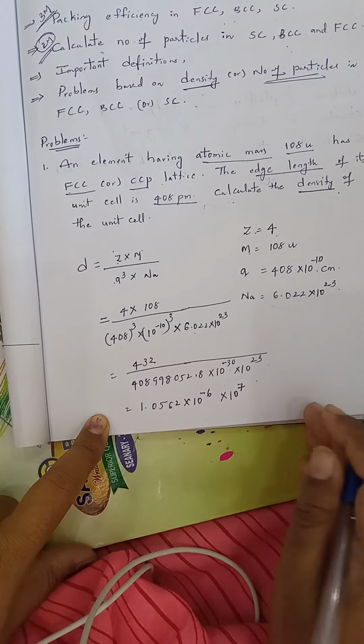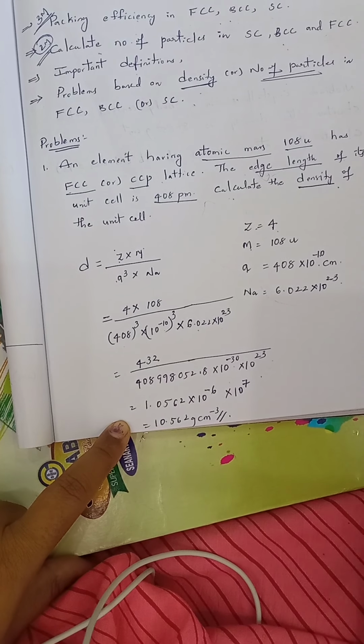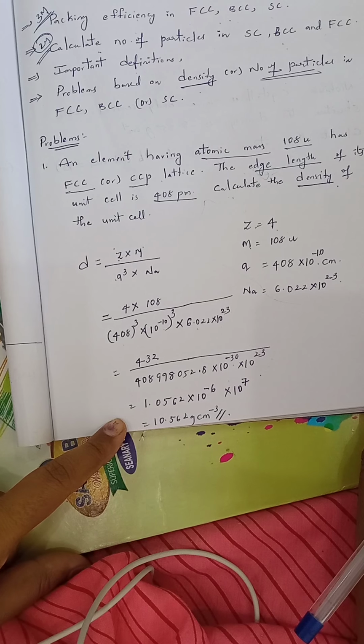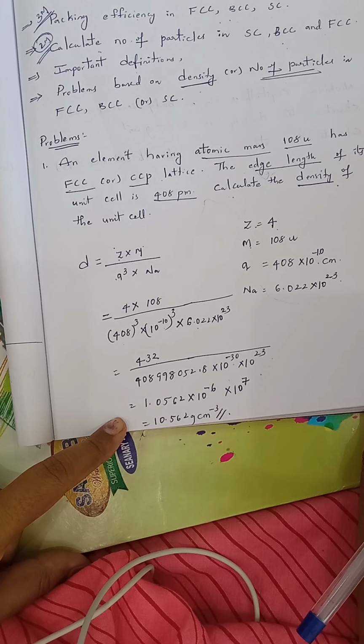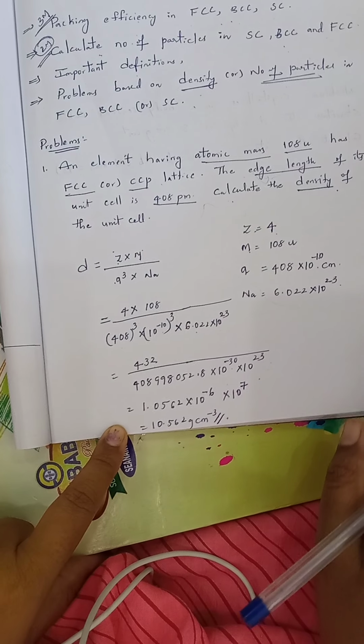10 into 1.056 is equal to 10.562 gram per cubic centimeter. Okay, this is our answer. Clear? Finally, we got this value. Understand? So this is about the density of the unit cell.